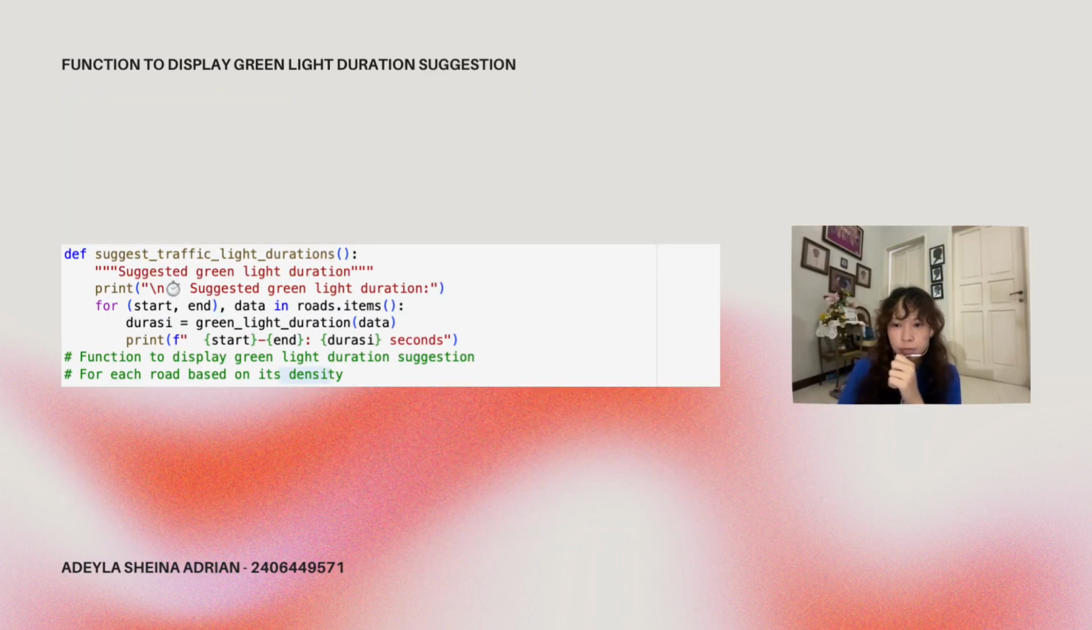For the next, I will be explaining the function to display green light suggestions. This function is used in our traffic simulation system. It optimizes traffic flow by suggesting green light durations for each route based on its vehicle density. It loops through the road dictionary, which stores road data like density, and calls green light duration to calculate a duration between 30 and 120 seconds.